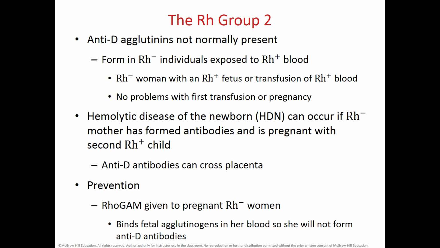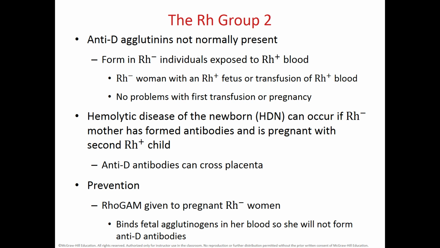There are no problems within the first transfusion or the first pregnancy, but in subsequent pregnancies, if the fetus keeps being Rh positive, or if the person again receives a blood transfusion with the Rh positive type, the person will develop a transfusion reaction.